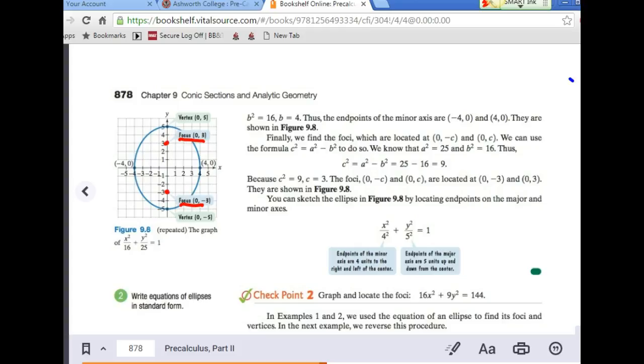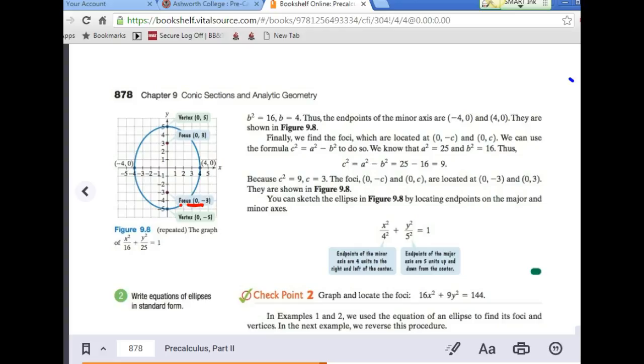Now, the focus doesn't help you graph the ellipse at all. The only reason that it's very important is because it's part of the definition: if you were to pick a point on an ellipse and add its distances to the two foci, and then you picked a whole different point maybe over here and added those distances together, they would all end up to be the same constant value. So because it's part of the definition, that's why they make you want to find the foci.